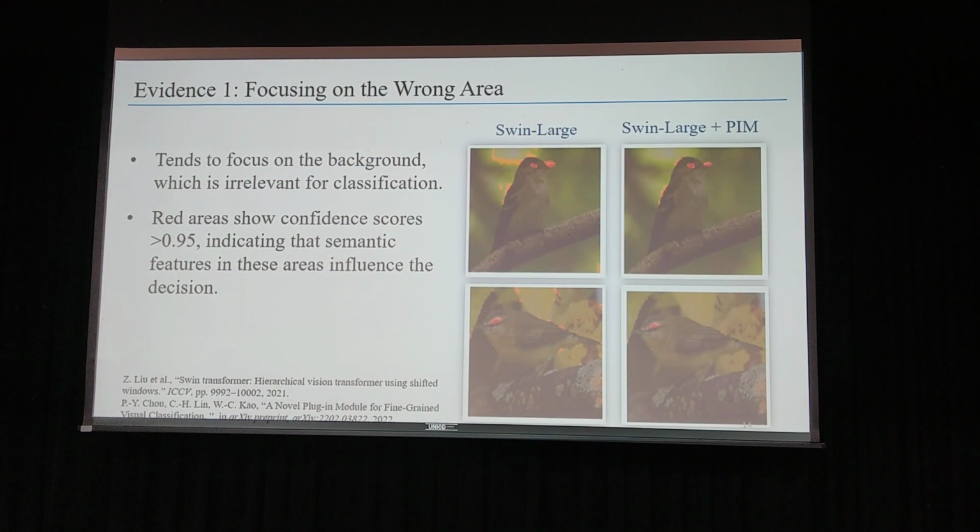The first piece of evidence is that the model tends to focus on background, which should be irrelevant for classification. The images on the left show the output visualizations of the Swin Transformer Large, while the images on the right show the result with the addition of the plugin module, which is a fine-grained module we have published. We can see that the model with the plugin module is better at focusing on the object. The red area indicates a confidence score larger than 0.95, indicating the semantic features in this area influence the decision. So the Swin Transformer Large backbone will focus on background, which is not great.